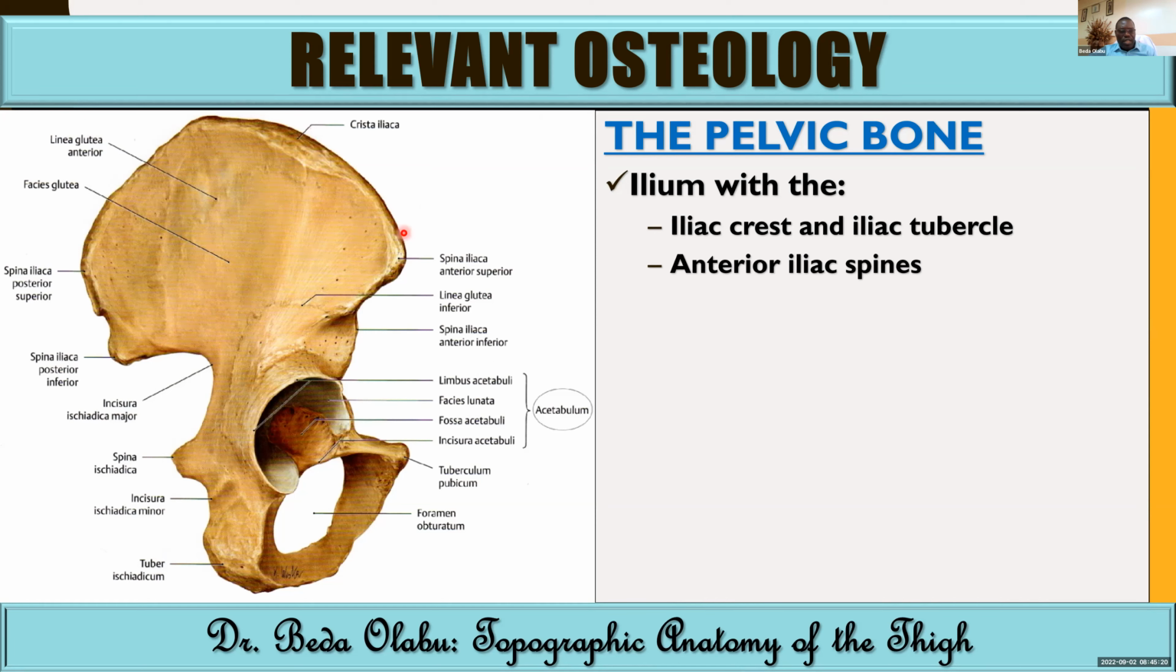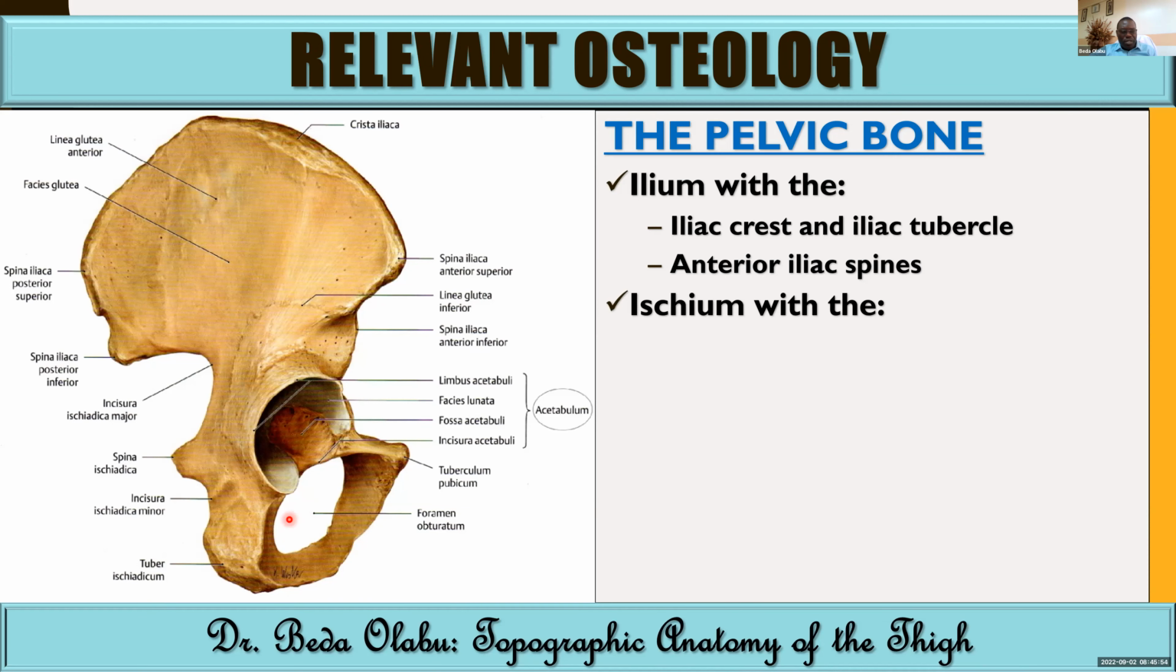Also important to understand for this session is the fact that the ilium has some spines, both anterior spines as well as the posterior spines. The posterior spines are largely for the understanding of the gluteal region, but the anterior spines are vital in this particular session. We're going to understand the anatomy of the thigh. So we have the anterior superior iliac spine and the anterior inferior iliac spine.